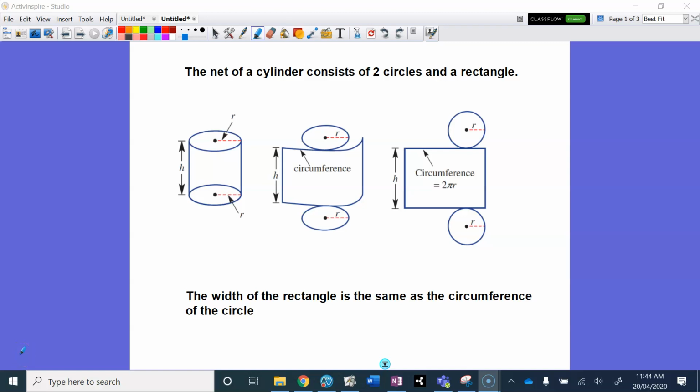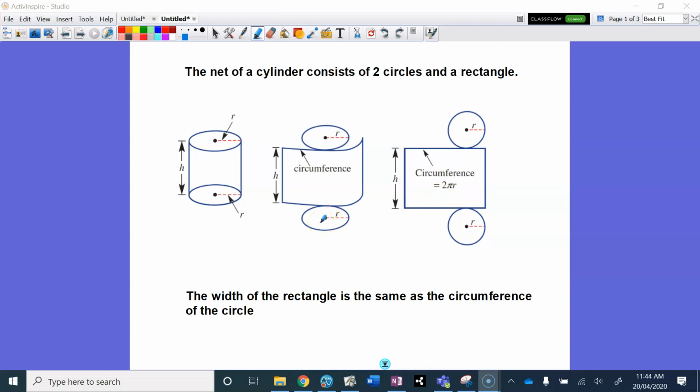Calculating the total surface area of a cylinder requires us to understand what the net of the cylinder would look like. So if I cut that cylinder open and laid it out flat, you hopefully would see that the cylinder is made up of two circles and a rectangle. The two circles form the ends of the cylinder and the rectangle forms the curved surface of the cylinder.